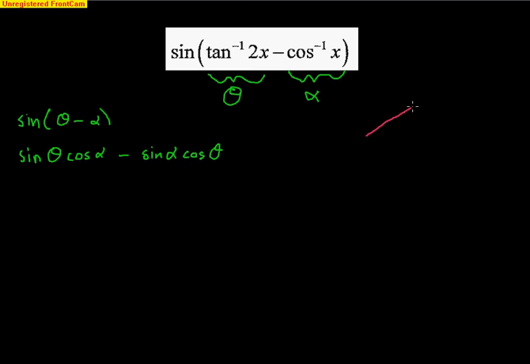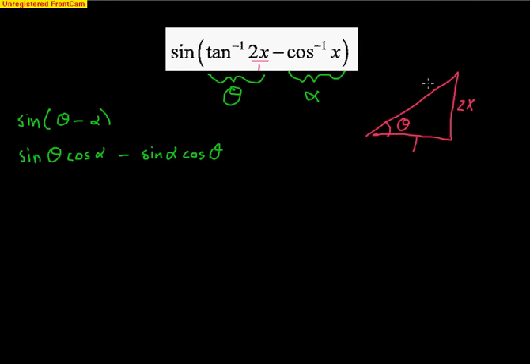So here's theta right here. Let me draw a picture of it. And I know, according to tangent, that tangent of theta would be 2x over 1. Opposite over adjacent. That would be 2x, I could put that over 1. So it would be 2x over 1. Opposite over adjacent. So let me actually find this missing side here.